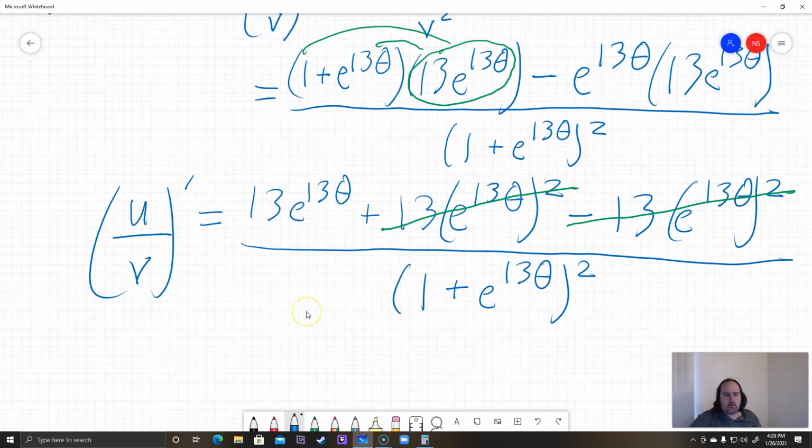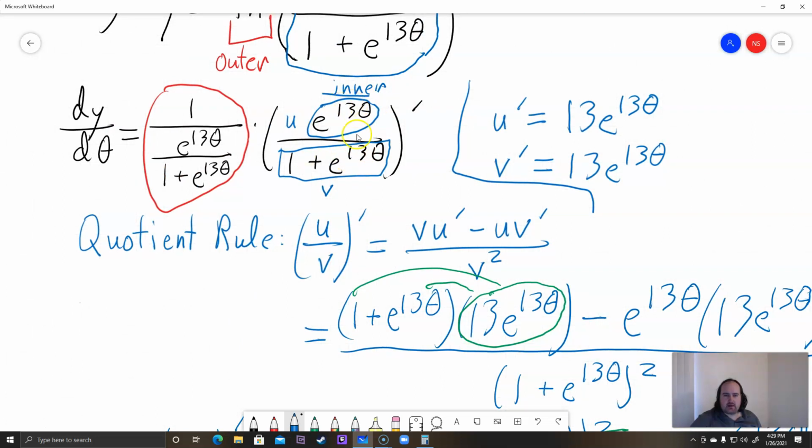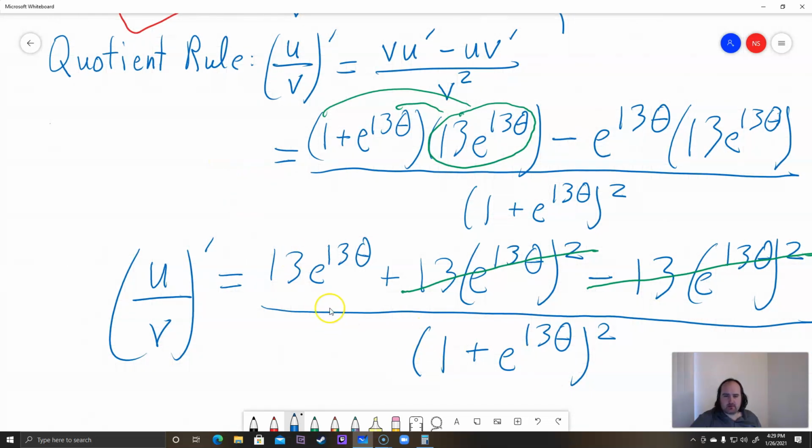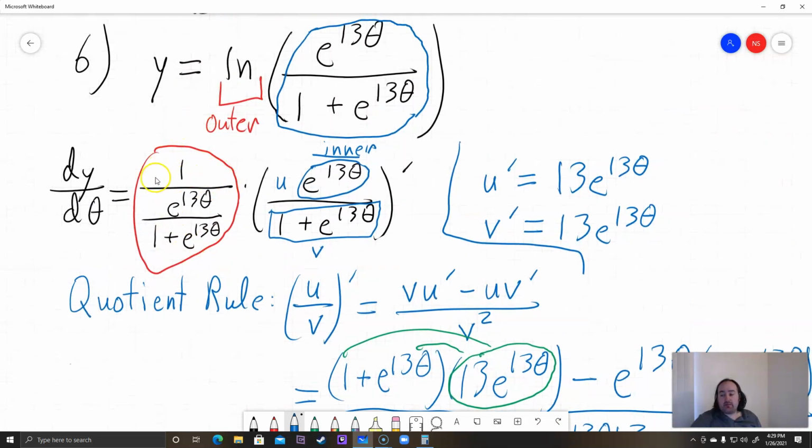Okay, and since we got that now, that was the derivative of our inner function. That's what I circled here in blue. So this entire thing, this inner function, has this derivative: 13 e to the 13 theta over 1 plus e to the 13 theta quantity squared. And then we also have this red part, the outer function. So that's going to be 1 over e to the 13 theta over 1 plus e to the 13 theta. But remember, if you do 1 over a fraction, you flip it over and multiply on the top. So for this one, I'm going to go ahead and flip it over.